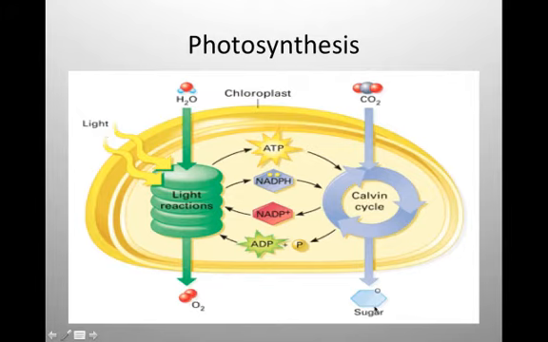Okay? More specifically, water gets split for its electrons using light energy to make a hydrogen ion gradient to make ATP, and the electrons are used to reduce NADPH. ATP will phosphorylate molecules in the Calvin cycle. NADPH will reduce molecules in the Calvin cycle.